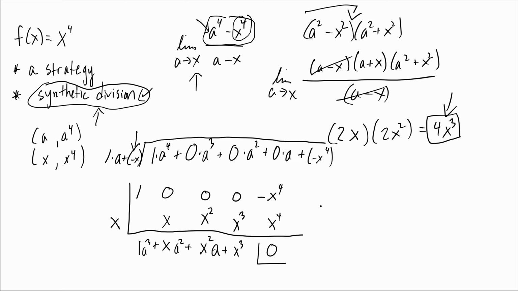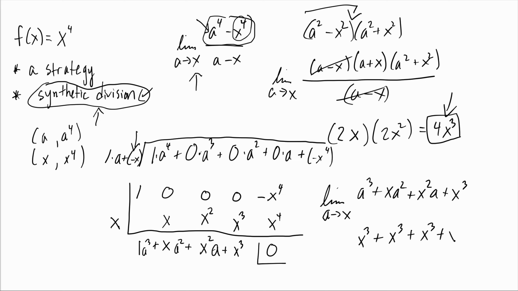So really, we're just taking the limit as A approaches X of A cubed plus XA squared plus X squared A plus X cubed. Now in doing so, we're throwing in a equals x in each of these. So we get x cubed plus, hey, that's x cubed as well, plus that's x cubed as well, that's x cubed as well. We have 4 of them, so that's going to be equal to 4x cubed. All right, so we did it in 2 different ways.